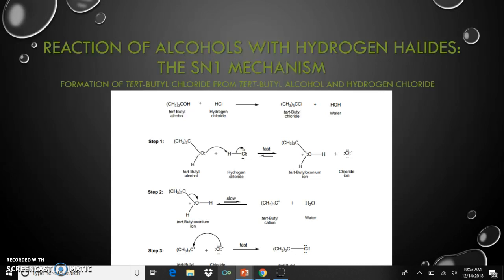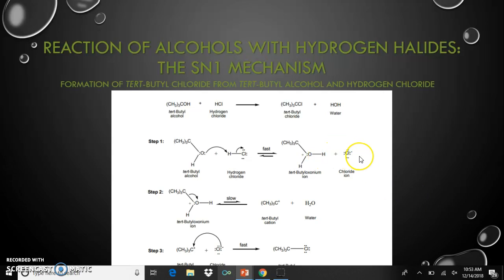Here is an example of this type of reaction, and it is the formation of tert-butyl chloride from tert-butyl alcohol and hydrogen chloride. This right here is the overall reaction, and then here are the steps of the mechanism.